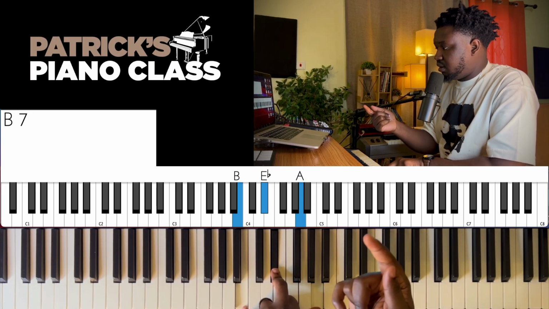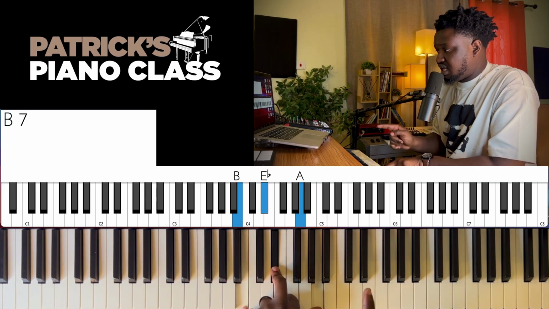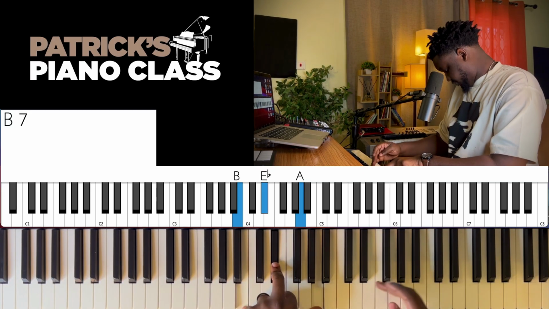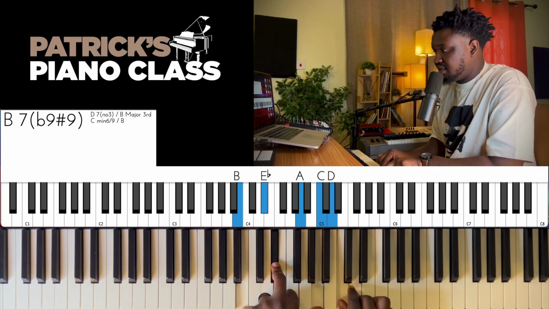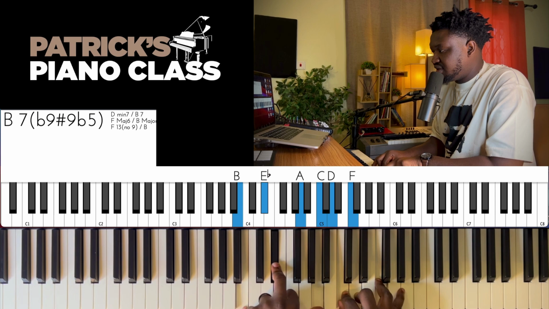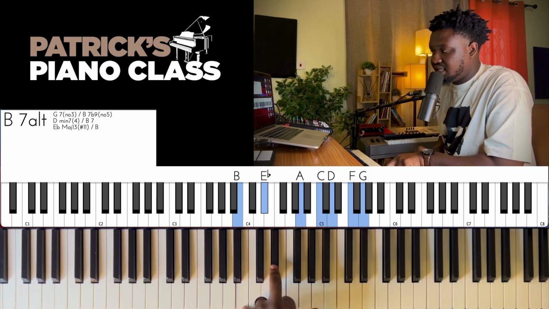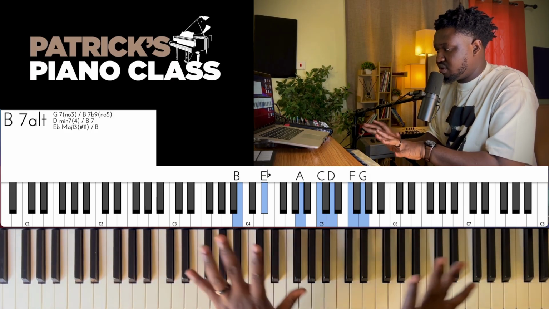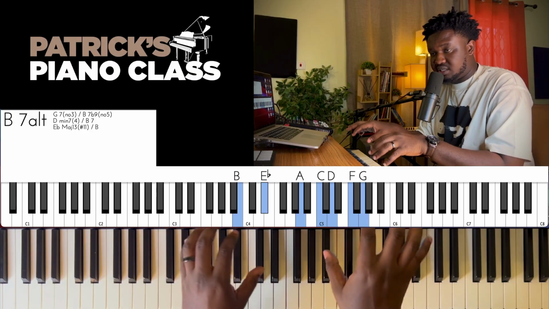So the third and the 7 are already established. So you add the flat 9, the sharp 9, the sharp 11, the flat 13 or sharp 5 to this. And then you get a full chord. And this chord is one of the most useful. This is where all the upper structures come from.